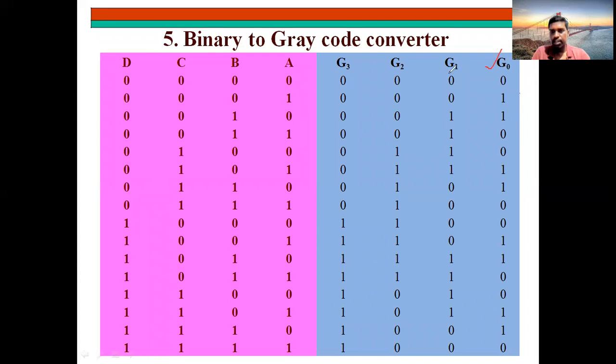Again, you have 4 expressions: G0, G1, G2, G3. So take 16-cell K-maps, four 16-cell K-maps separately, one for each. For G0, one 16-cell K-map. For G1, one 16-cell K-map. For G2, one 16-cell K-map. For G3, one 16-cell K-map. Totally four 16-cell K-maps are to be drawn, and you should find the expressions.